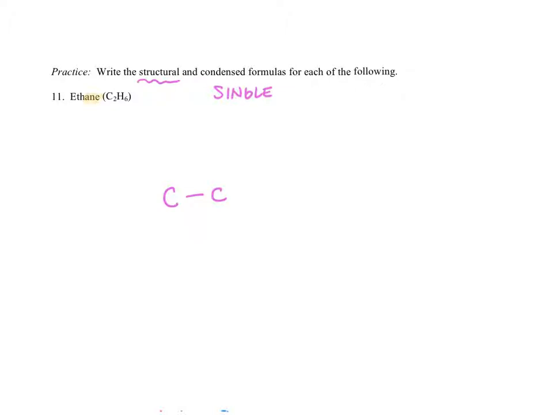So again, we're going to go back to our octet rule. Each carbon needs to have four bonds around it for a total of 8 valence electrons. So right now it only has 2 on each. So you're going to add 1 hydrogen, 2 hydrogens, 3. When you add those 3 hydrogens, you get 1, 2, 3, 4 bonds, 8 electrons, complete octet.